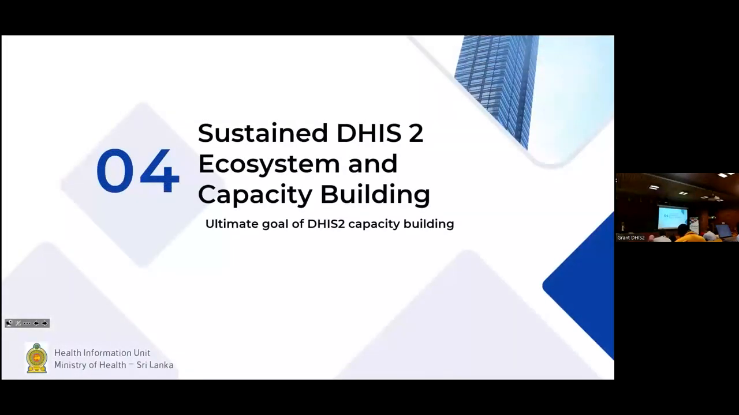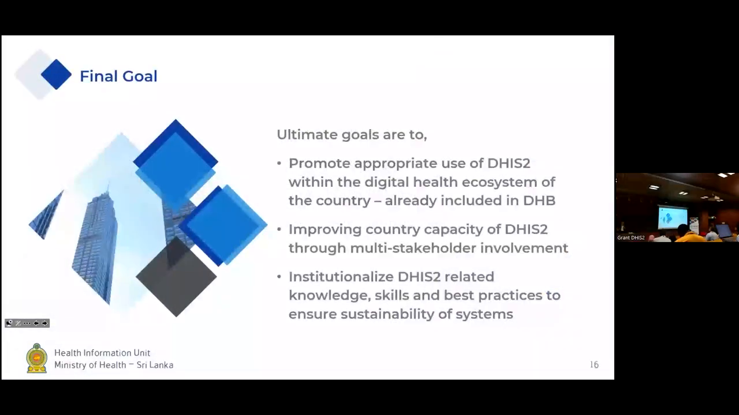So basically our goal is to promote the appropriate use of DHIS2 within the increasingly complex digital health ecosystem in the country, because we have already developed the digital health architecture blueprints, which link many systems. The main purpose is interoperability between the systems. So we recognize the importance of integration. So that is one thing.